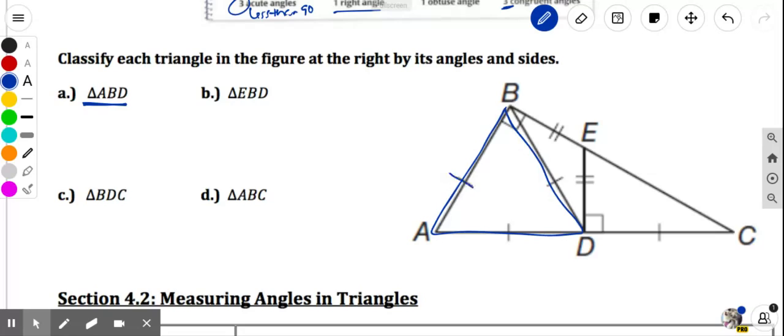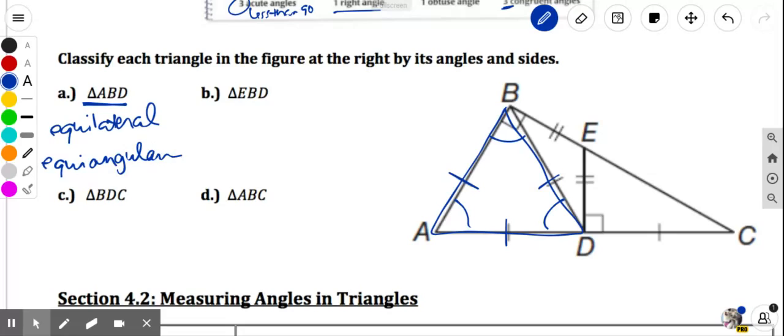And so if you look at the sides are all marked as congruent, so that would make it equilateral. Since it's equilateral, all the sides are the same, all the angles are also the same. So it's equiangular. It would also be considered acute because if it's equiangular, we've already talked about this, that the 3 angles in a triangle add to 180. If all 3 are equal and they add to 180, then they're all 60, which are all acute. So you could also say that it's acute, but the better classification would be equiangular.